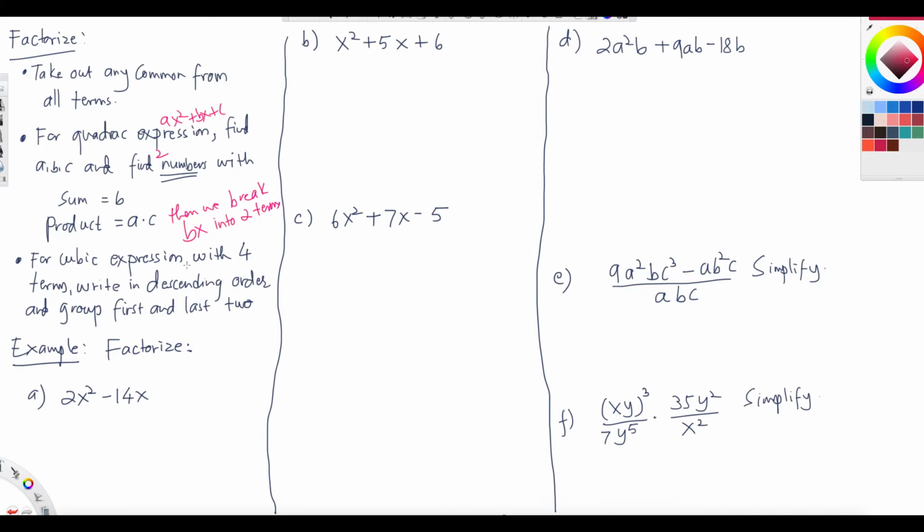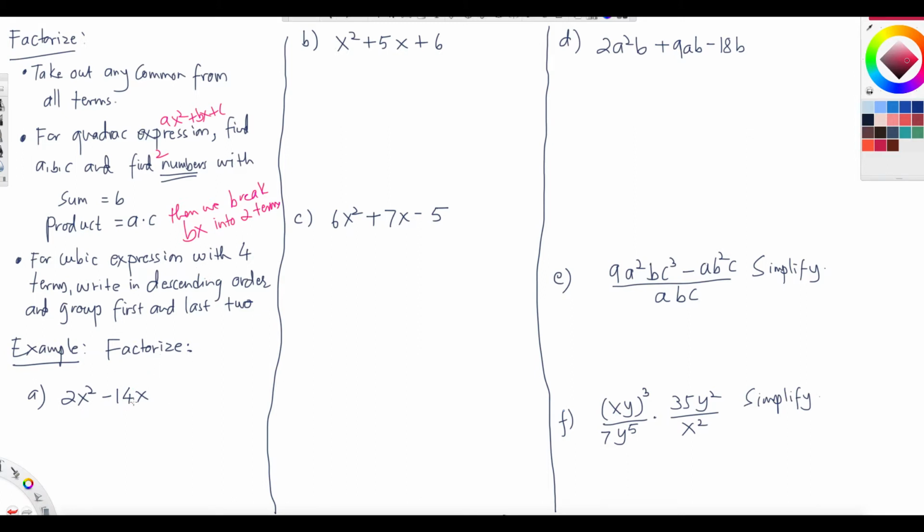For the cubic expression, we will see that in the next video, okay? With four terms, you write down the descending order and group the first and the last two. That's the method to factorize, okay? Let us look at this factorization problem.